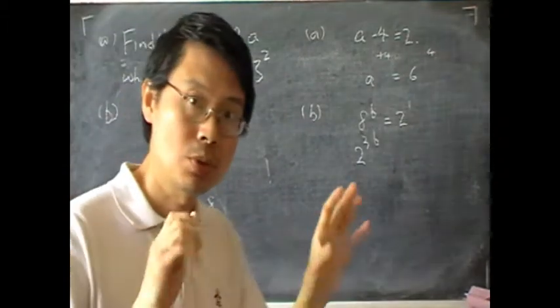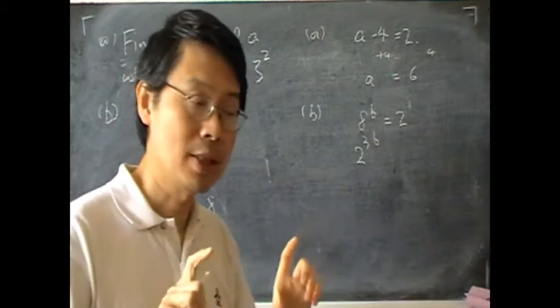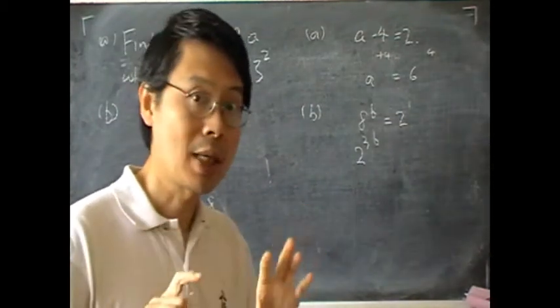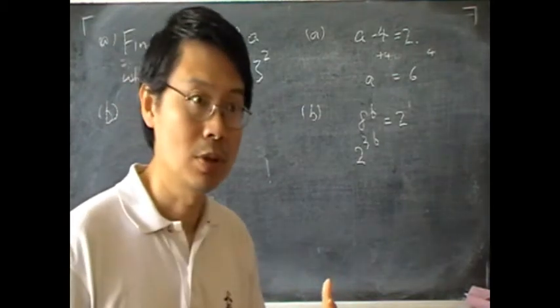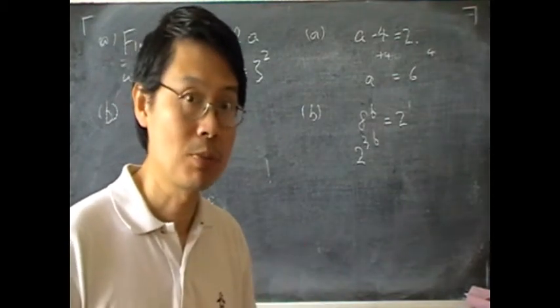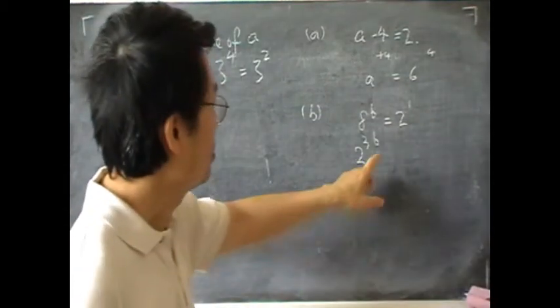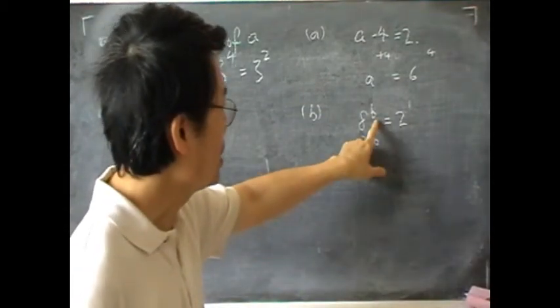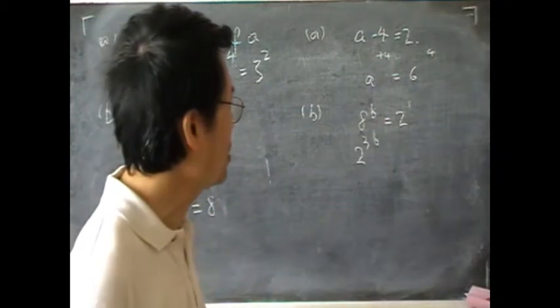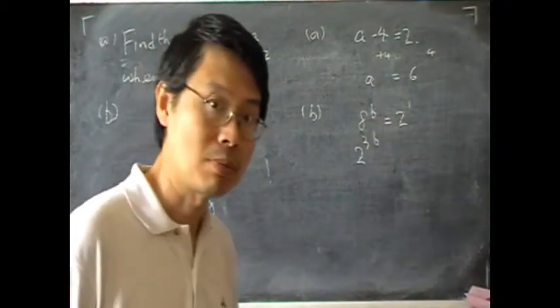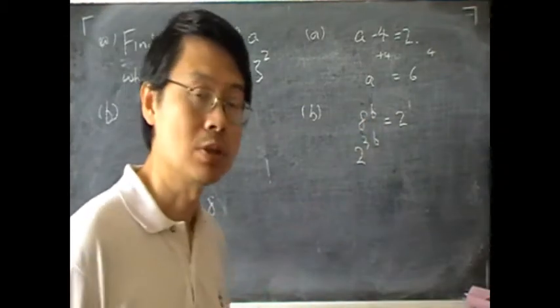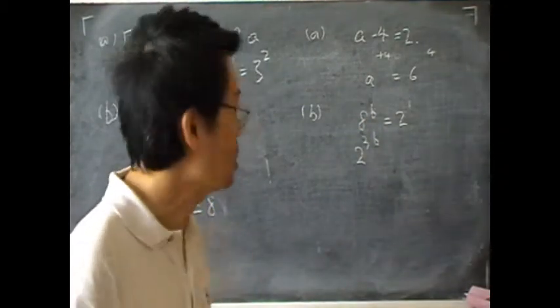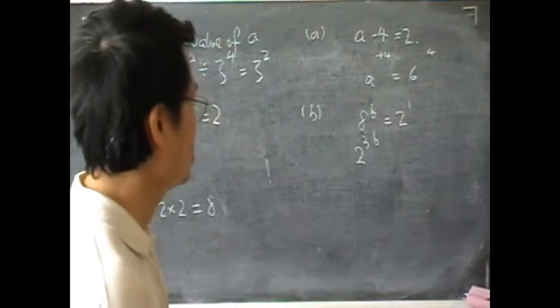Okay, if you put two symbols together with no signs in between, it means that you're multiplying them together. But in this case, we are not really multiplying the b by the 8. b is really the power of 8. So things are a little more tricky at this stage.